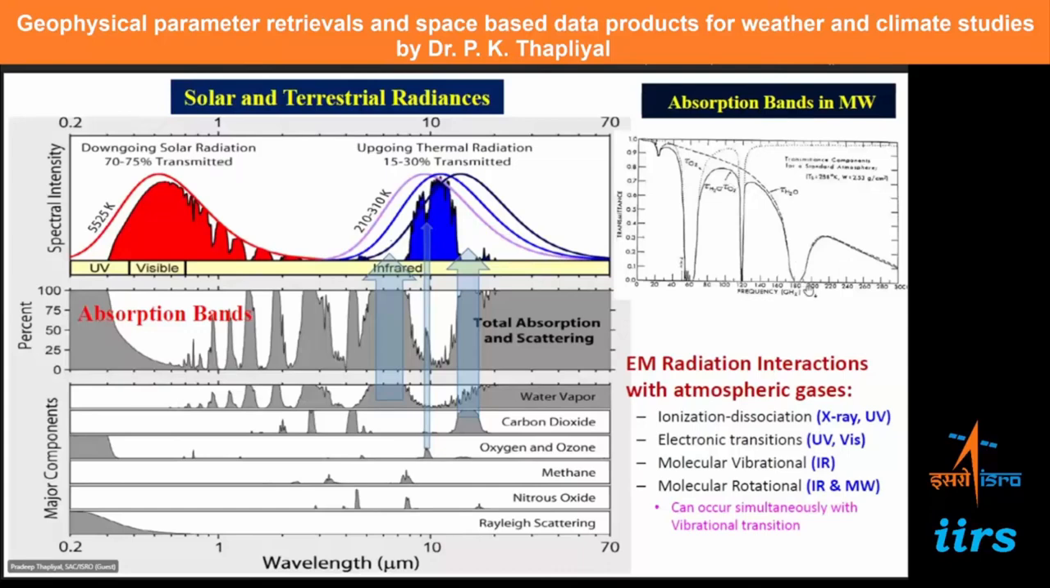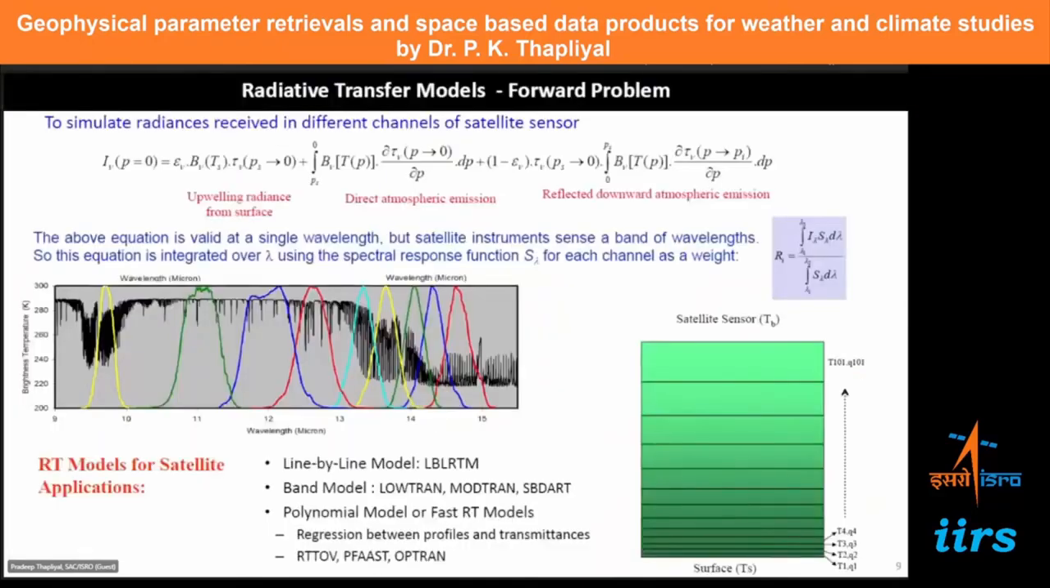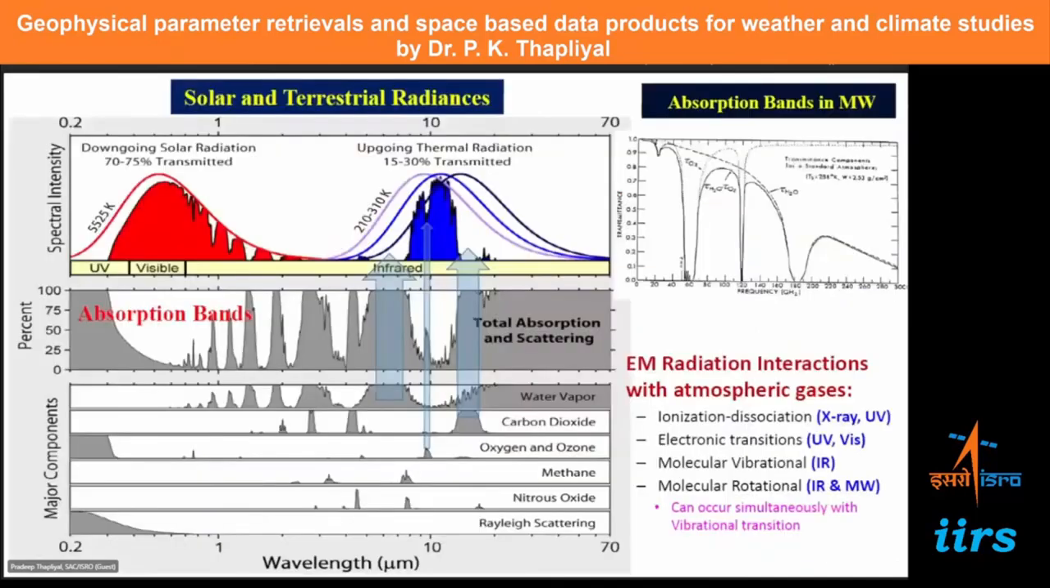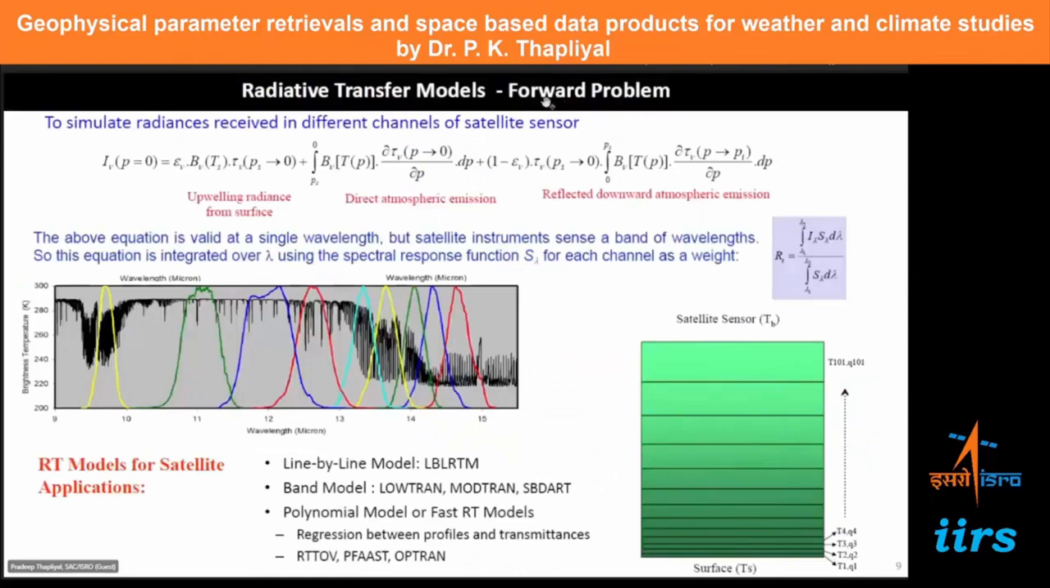So these absorption bands will be used to derive different atmospheric parameters, and that we will discuss in subsequent slides. Before that, it is very important to understand how radiation is passing through Earth's surface and through different layers in the atmosphere and reaching the satellite. That is called the forward problem, which we can see here with this radiative transfer equation.